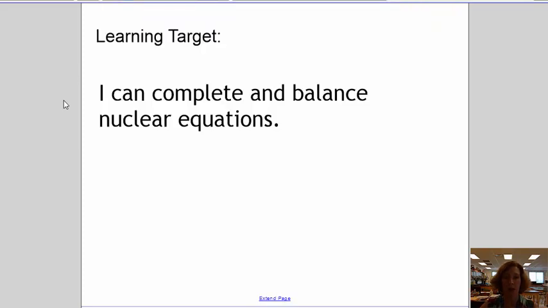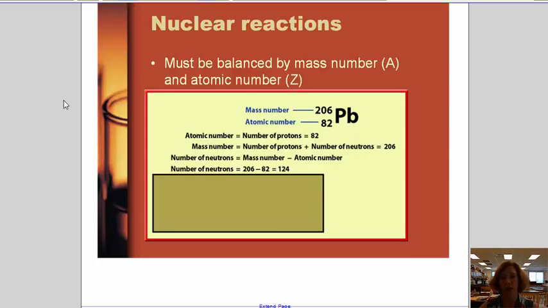Our next learning target for our nuclear section: I can complete and balance nuclear equations. So for a nuclear equation, we need to make sure that we know our symbol for our isotope is written this way, with the mass number on top and the atomic number on the bottom. This is a review from the isotopes that we have already learned about. So remember, your atomic number is your protons, and the mass number is protons and neutrons. Rearrange that: the number of neutrons is the mass number minus the atomic number.